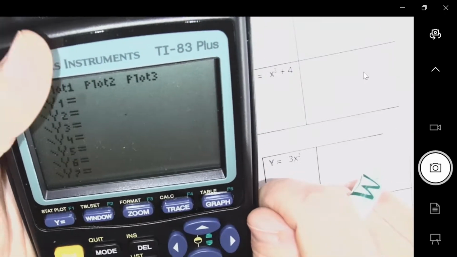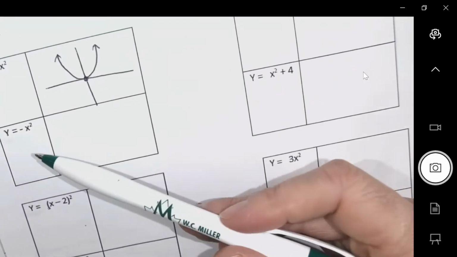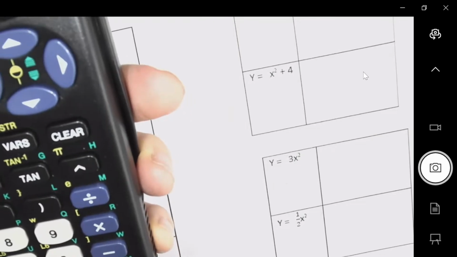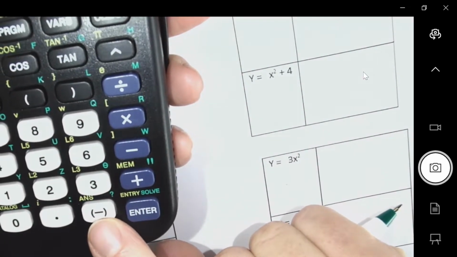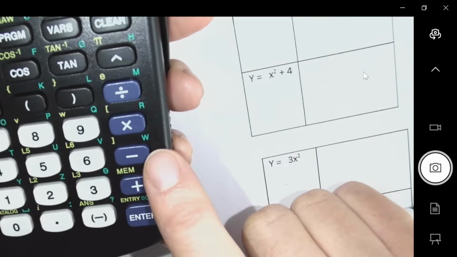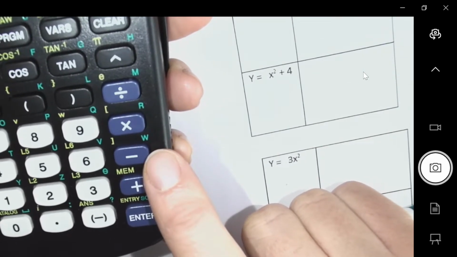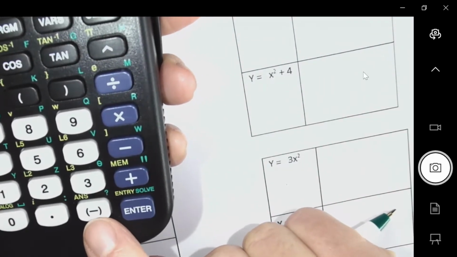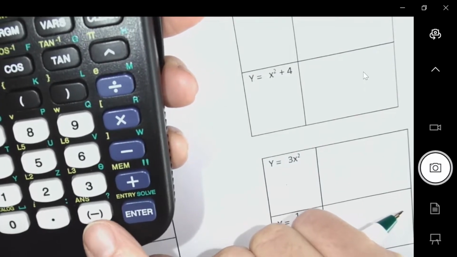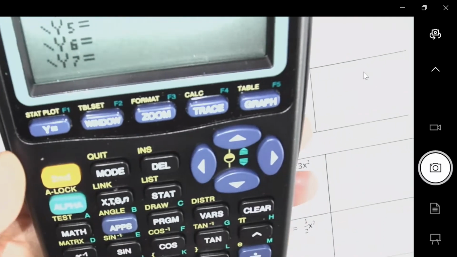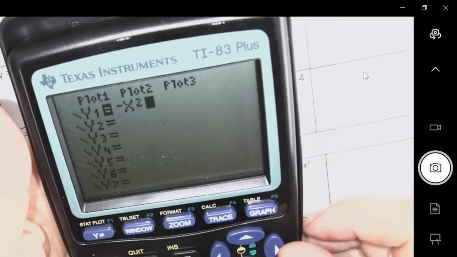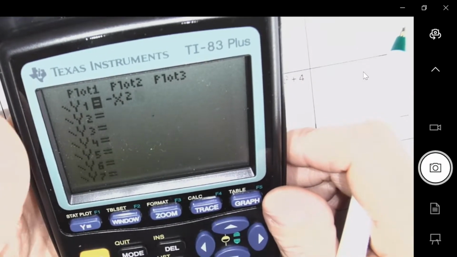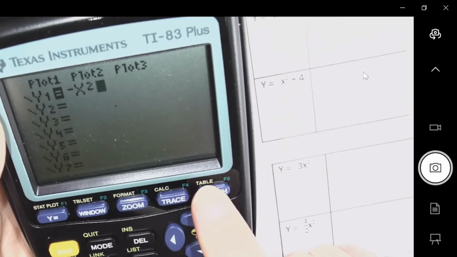Okay, I'm going to go negative X squared. Now, here's the thing. You got to understand this about everything in your calculator. This button means negative. This button means to subtract something. Okay? They're different. Which one will I want when I want negative X squared? The one in the bottom. I call it the baby negative, because it's smaller than that one, okay? Negative X squared. So if you had put subtract X squared, your calculator might tell you it doesn't work. Okay, I'm going to hit graph.